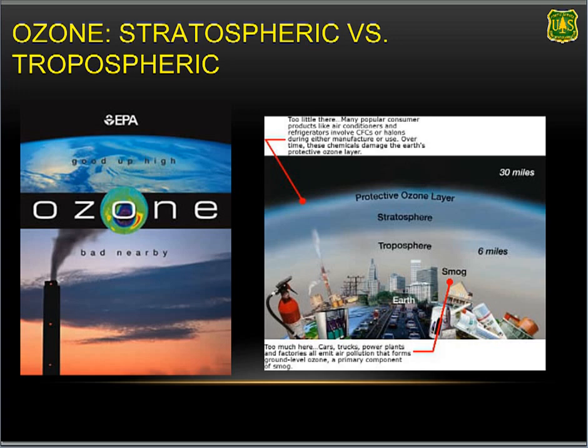Tropospheric ozone is ground level ozone, and this is a common component of smog. What we're going to be talking about today is ground level ozone, the smog components in the ground that we breathe. Same chemical, but in different positions. You can see on the left-hand side there in the EPA document: ozone bad nearby, which means you don't want it in the smog, but good up high to protect you from ultraviolet radiation. Again, same chemical, but we're talking about tropospheric ozone here.